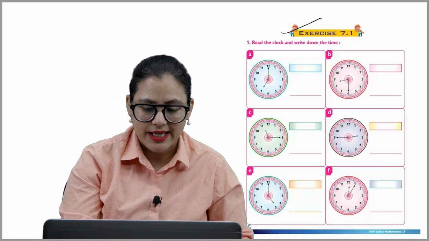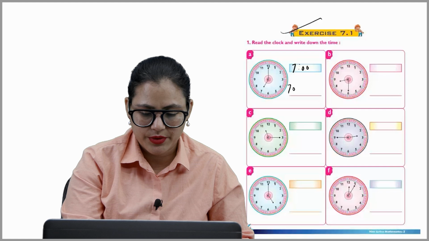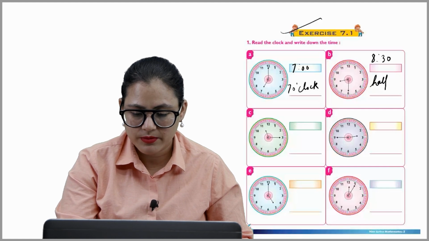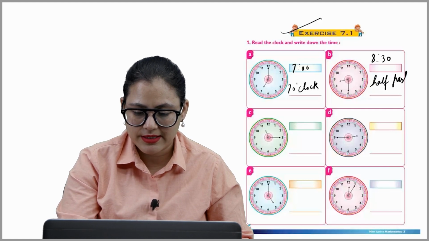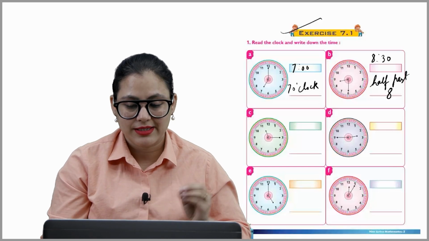Let's do exercise 10.1. Question number 1. Read the clock and write down the time. See, it's 7 o'clock, okay. This is 8:30, or you can say half past 8, okay, as minute hand is at 6, okay.